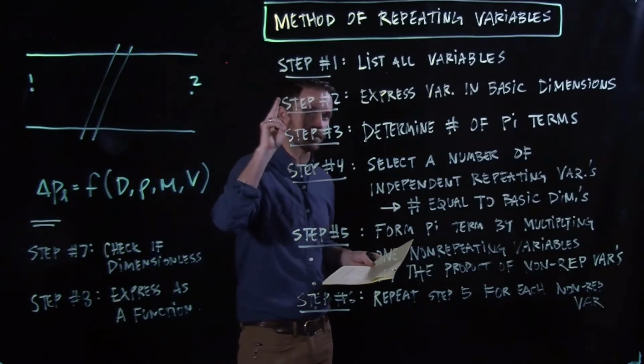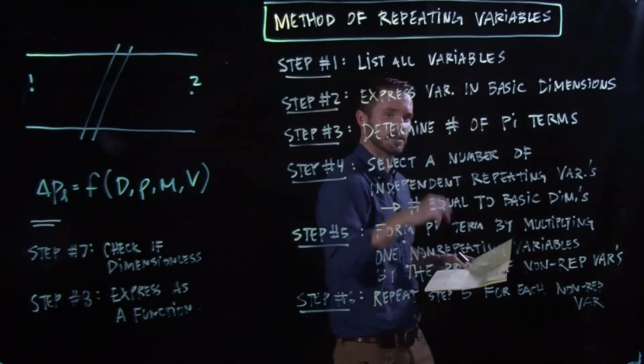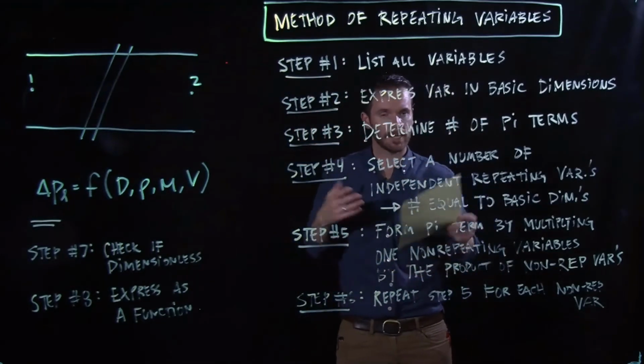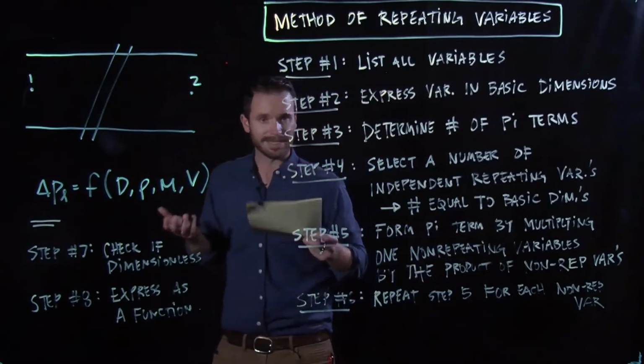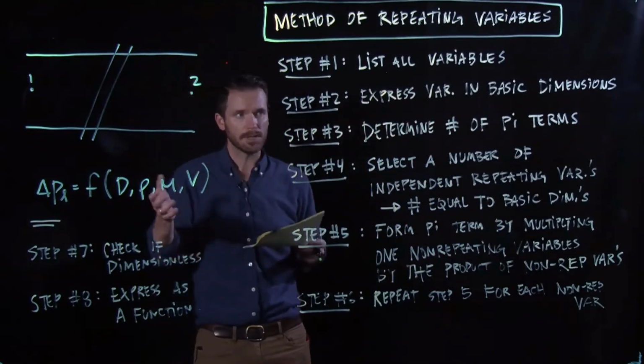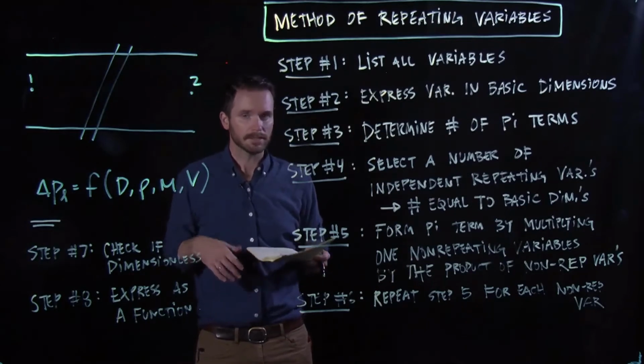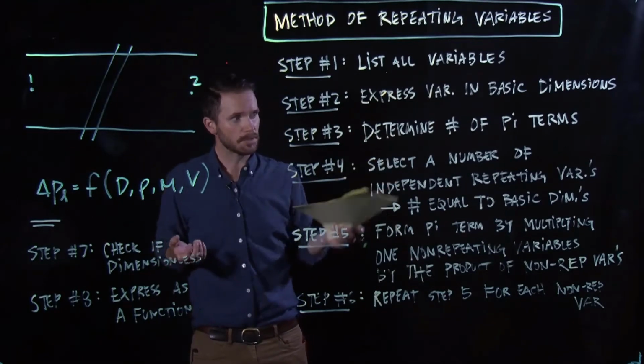Step number 2 is to express all the variables in basic dimensions, right? So we say, okay, for velocity, we express it in basic dimensions. That would be length divided by time. And we do that for each of the variables. This allows us to go on to step 3, which is determine the number of pi terms.